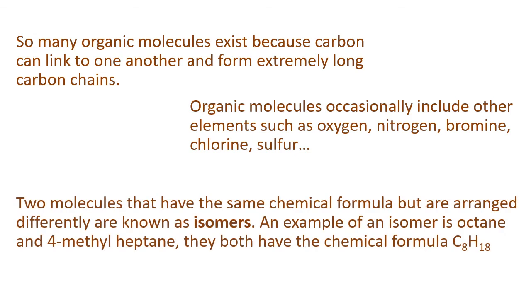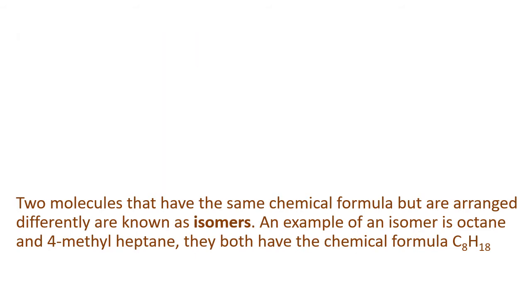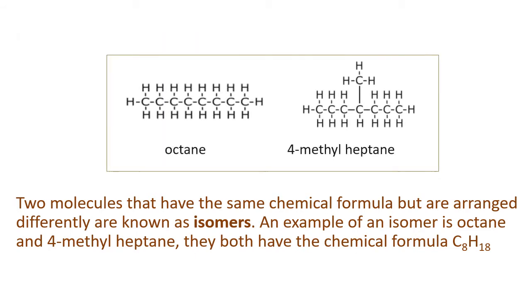Two molecules that have the same chemical formula but are arranged differently are known as isomers. One example of an isomer is octane and 4-methyl-heptane. They both have the chemical formula C8H18. But since they are bonded differently, they will have different physical properties. For example, these two molecules have different melting points and they have different boiling points from one another.